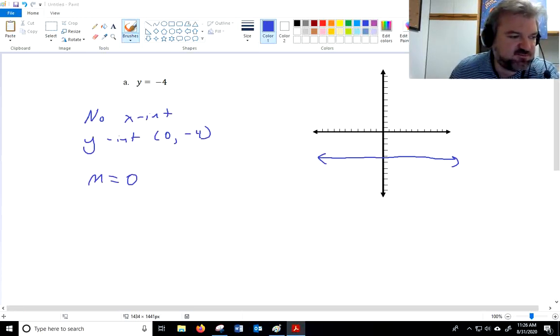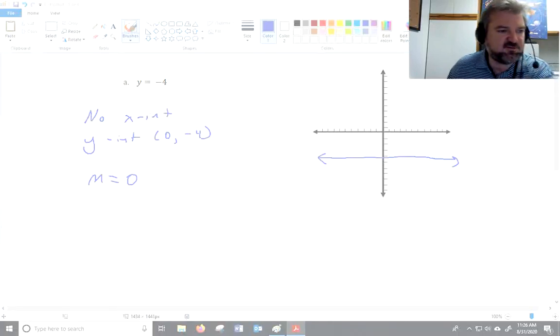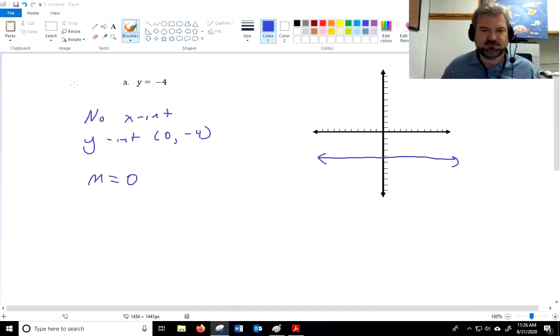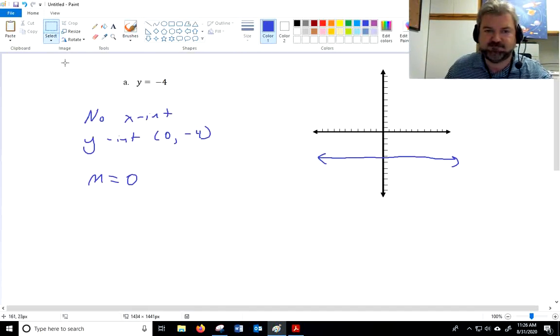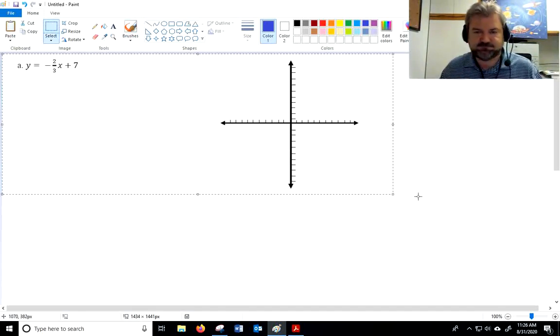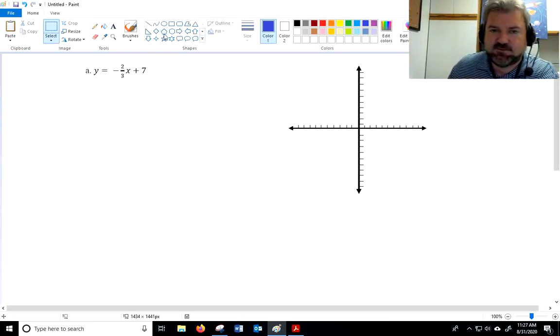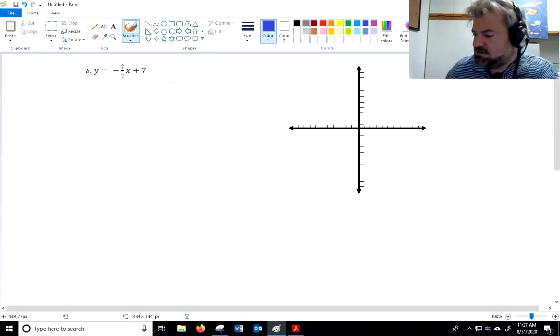All right, next I want to cover graphing equations of lines that are in slope-intercept form. So let's look at a couple examples of that. We've got y equals negative 2/3 x plus 7, and this is kind of your old standby slope-intercept form. We were graphing earlier using x and y intercepts, but you can always convert it to slope-intercept. It's always going to work well.